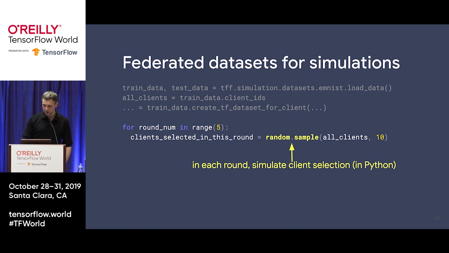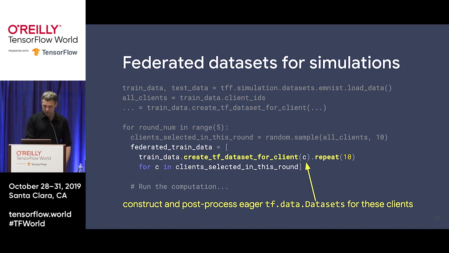And now I call the trainer object to construct a tf.data data set. This is an eager data set in TensorFlow for that particular client, and apply whatever pre-processing you want using the regular tf.data APIs. And once you create a list of those are my clients, those are my data sets, you can feed it as an argument into the computation, just as I've shown before, and continue to flesh out your little Python loop. So it's very easy, very natural to do.